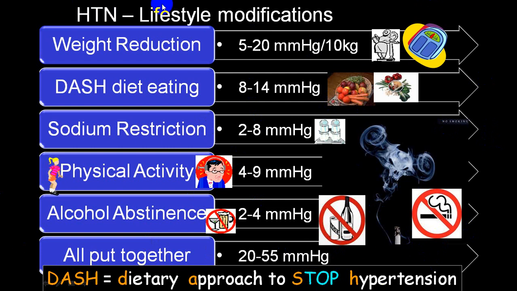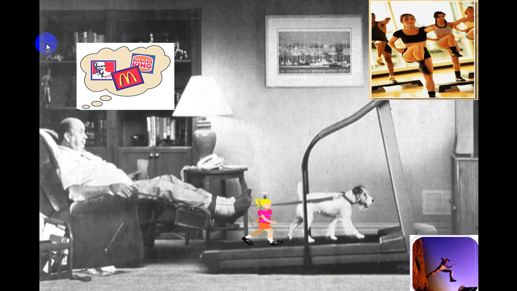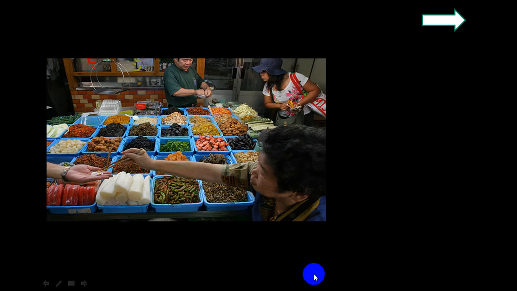So any person who does a rigid lifestyle modification can reduce up to 20 to 55 millimeter of mercury in systolic blood pressure. So you can see a very good effect of all these things. But this person is on a treadmill, but the treadmill is being run by a dog, so he is not exercising. He is having food packets from McDonald's, and having a Coke. All these are worst for hypertension. So try to avoid all those things.